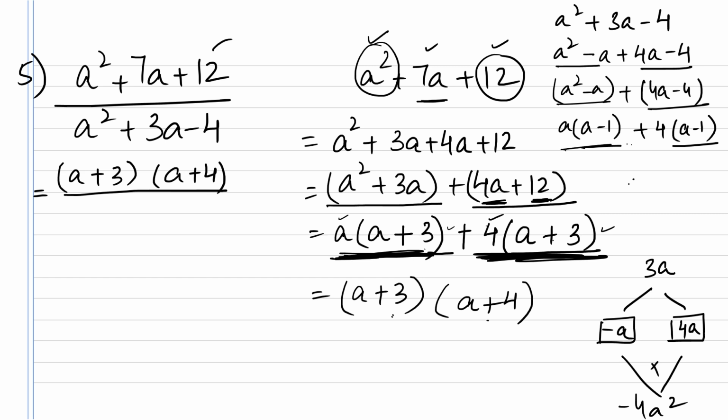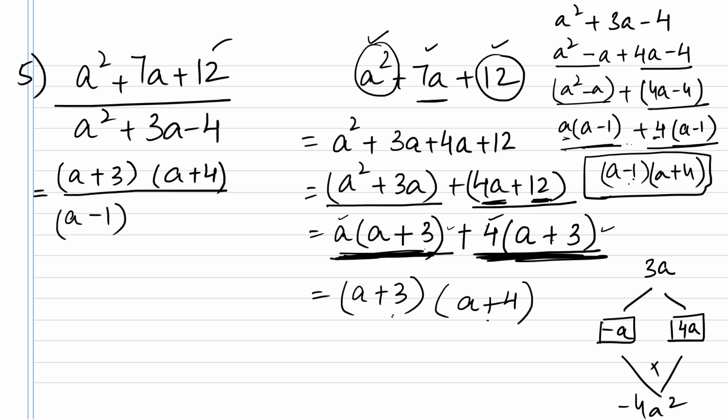So now from this and this term, I'll take out a minus 1 common. So a is left and here 4 is left. So these are my two factors of the denominator. So I will place them over here, a minus 1 and a plus 4. After all this factorization of numerator and denominator separately, we are at this step.